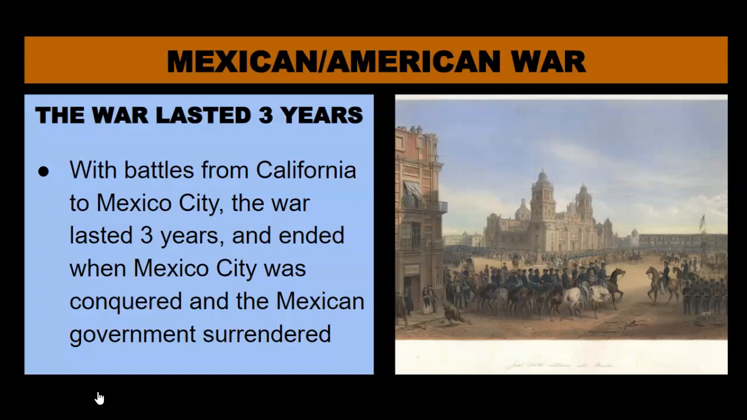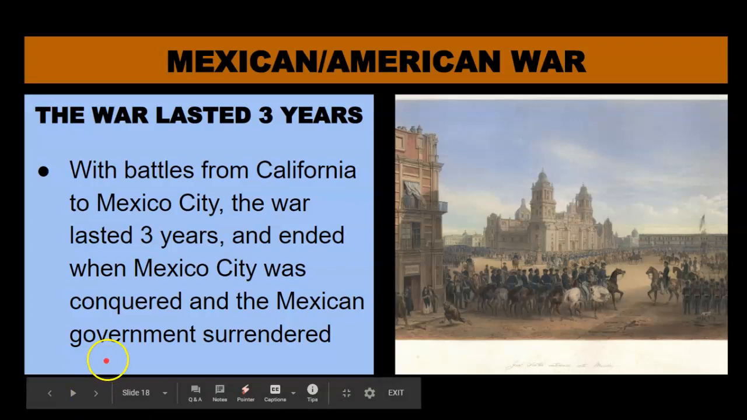What really happened was the American army began pushing the Mexicans deeper and deeper into Mexico until finally they got to the ancient Aztec capital of Mexico City, which was controlled by the Spanish, and then during the war, of course, by the Mexicans. The U.S. Marines conquered Mexico City and forced Mexico to surrender after 3 years of war.